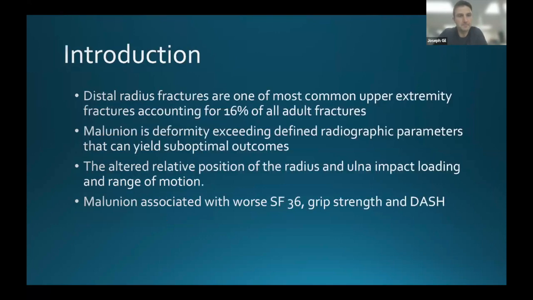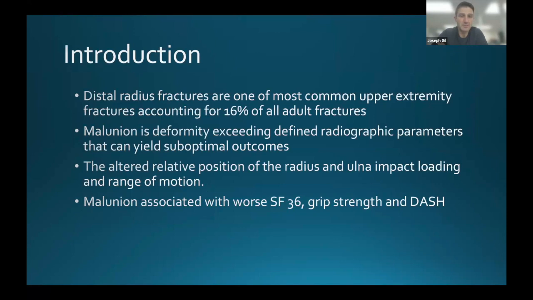And finally, we'll end off with some complications and a brief case before we jump to Dr. Miller's topic. So distal radius fractures, as we all know, are one of the most common adult fractures, accounting for 16% of all adult fractures. Malunion is defined as deformity that exceeds defined parameters and is associated with suboptimal outcomes.